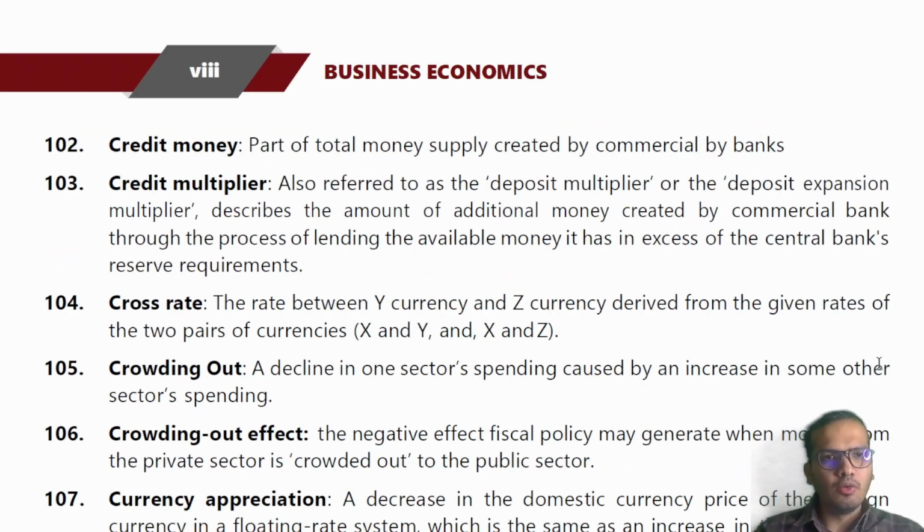Then comes 102, credit money. So it's the part of total money supply created by commercial banks. Then 103, credit multiplier. It is also referred to as deposit multiplier or the deposit expansion multiplier. It describes the amount of additional money created by commercial banks through the process of lending the available money it has in excess of the central bank's reserve requirement.